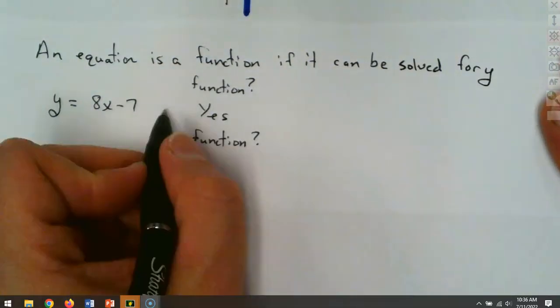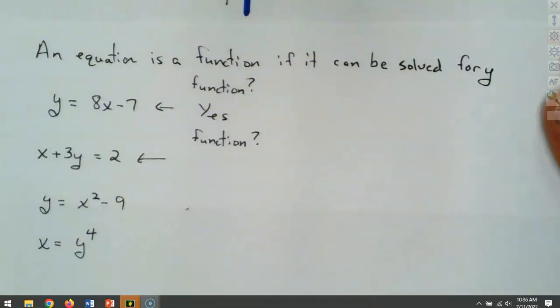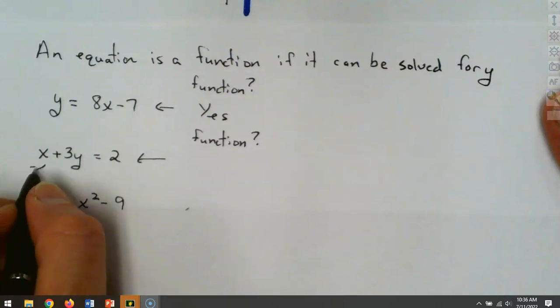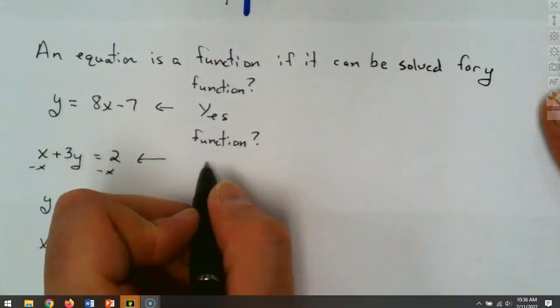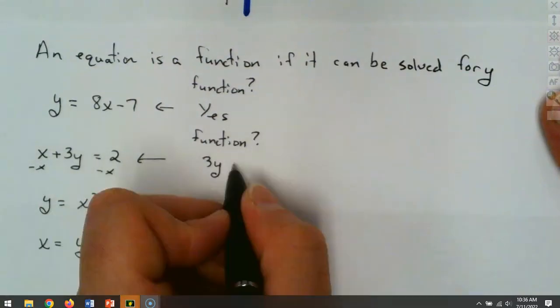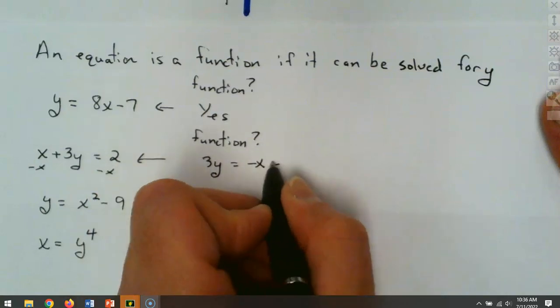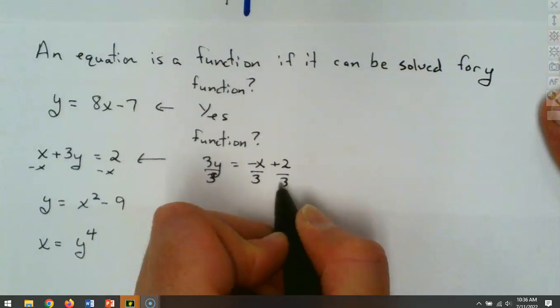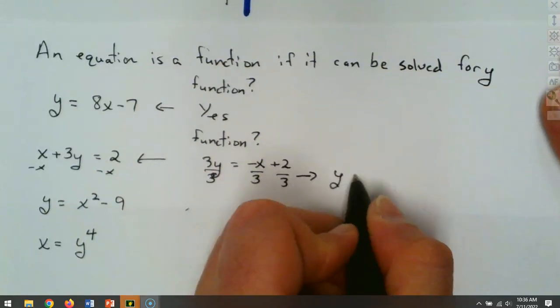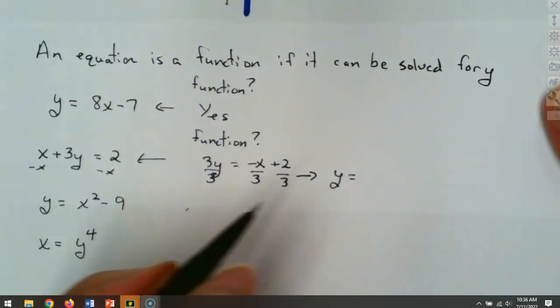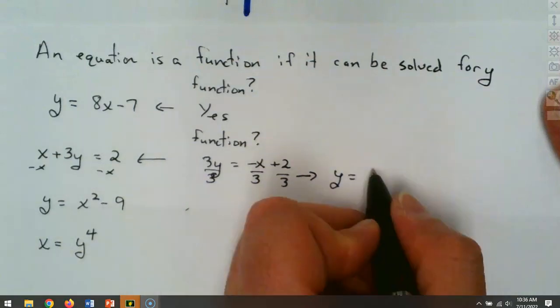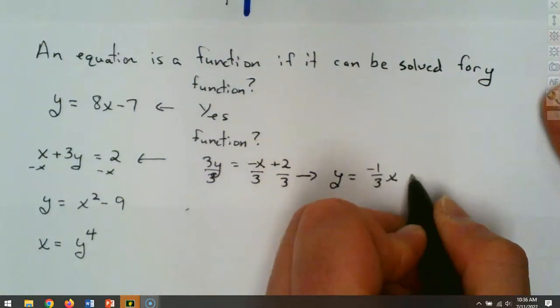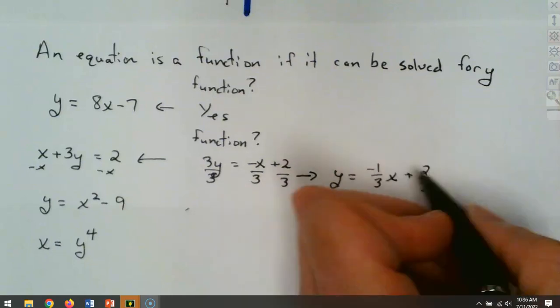What about the second one? Is it a function? Yes or no? Yeah. Why is it a function? Because I can solve it for y, can't I? And if you can solve it for y, that makes it a function. So that one was able to be solved for y because we've got y equals minus 1/3 x plus 2/3. So that is also a function.